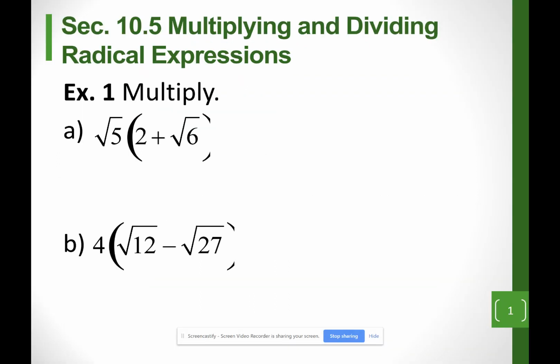Now we're going to learn how to multiply radicals. Here, let me distribute the radical 5 to the inside. When it comes to a radical and a whole number, we cannot combine them. So radical 5 times 2, I'm just going to call that 2 radical 5. We cannot combine them, so I'm just going to write both of them.